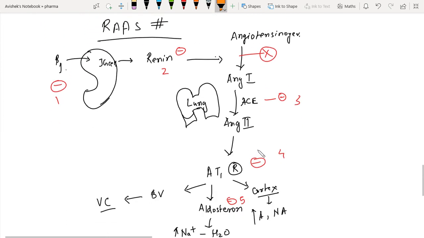Now RAS is the renin angiotensin system. What happens in the renin angiotensin system? Beta 1 receptor present in the kidney gives impulse to the JG cells, which in turn release renin. Renin will convert angiotensinogen to angiotensin 1. It will go to the lungs, where the angiotensin converting enzyme will convert it to angiotensin 2.